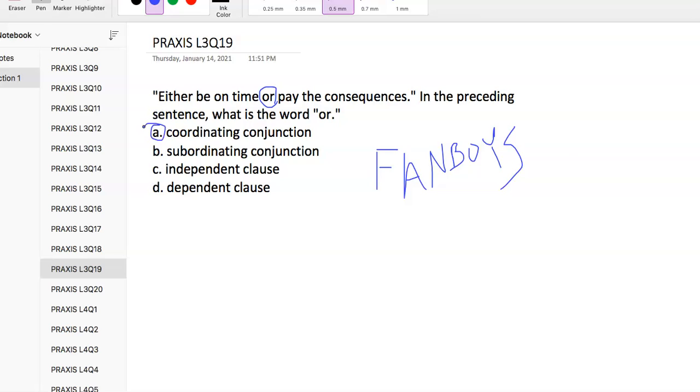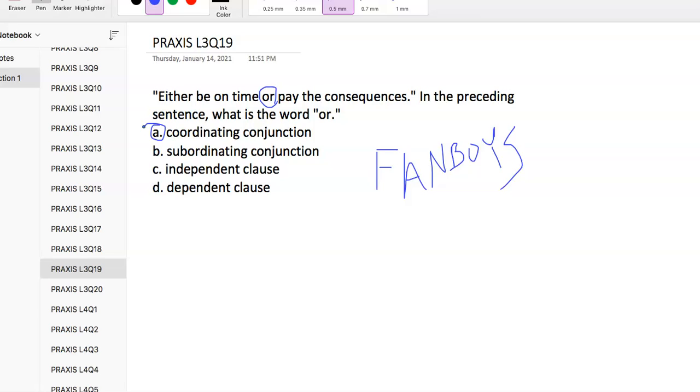Coordinating conjunctions coordinate or join two or more sentences, main clauses, or words. So fanboys is used so we can help to memorize the most common coordinating conjunctions. So fanboys is for, and, nor, but, or, yet, and so. That's what it stands for. So again, for, and, nor, but, or, yet, so. So those are the ones to remember. Those are the ones that will show up almost certainly.